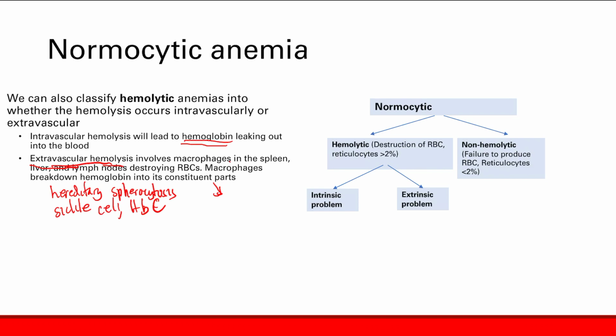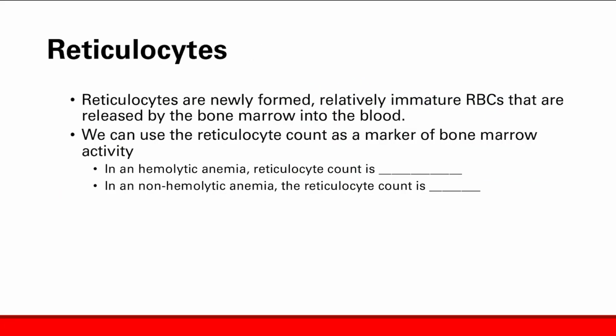And then just to bring it back, we said, again, normocytic, break it down into hemolytic versus non-hemolytic. Then we talked about hemolytic a lot. We talked about how we can classify it into intrinsic versus extrinsic, but now we also talked about how we can classify it as intravascular or extravascular. Now, when I talk about normocytic, let's go to reticulocytes first. I want to introduce that first. We said that reticulocytes help us differentiate whether the normocytic anemia is a hemolytic cause or a non-hemolytic cause.